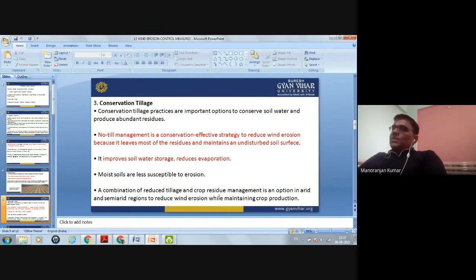Conservation tillage, these are the other measures to control the wind erosion. Conservation tillage practices are important options to conserve soil water and produce abundant residues. No-till management is an effective conservation strategy to reduce the wind erosion because it leaves most of the residue and maintains an undisturbed soil surface. It also improves the soil water storage, and it will reduce the evaporation because mulches are there on the soil surface, and moist soils are less susceptible to erosion. So this is one advantage of conservation tillage. A combination of reduced tillage and crop residue management is an option in arid and semi-arid regions to reduce the wind erosion while maintaining the crop production.